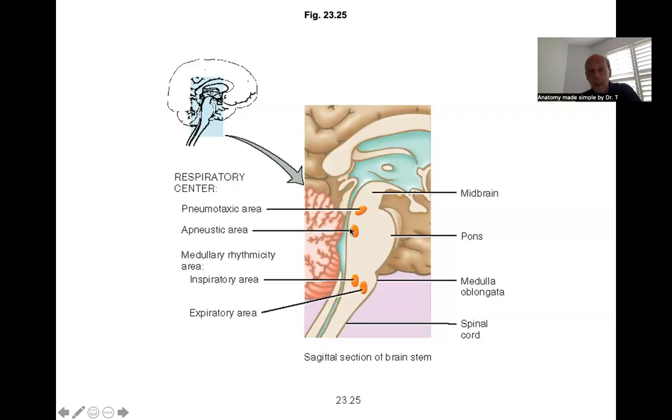And the apneustic area, the word apnea means lack of breathing. So the apneustic area is going to be the one which controls and stimulates the inspiratory area in order to increase its pace and to make sure that we are having progressively greater and greater number of respiratory cycles per minute in order to properly serve the metabolic needs of our body.